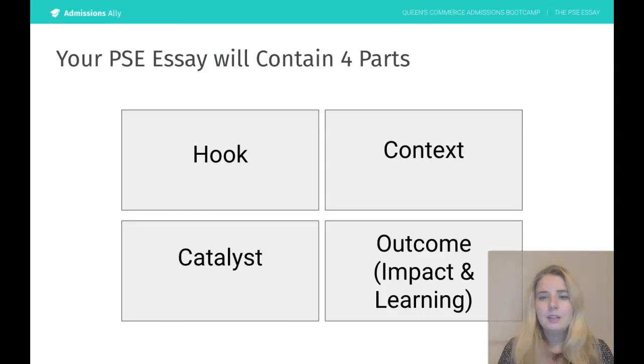And the last piece here is the outcome. This is going to be divided into 2 parts, in 2 separate paragraphs. The first is the impact. Based on your experience, what exactly was the impact that you made?